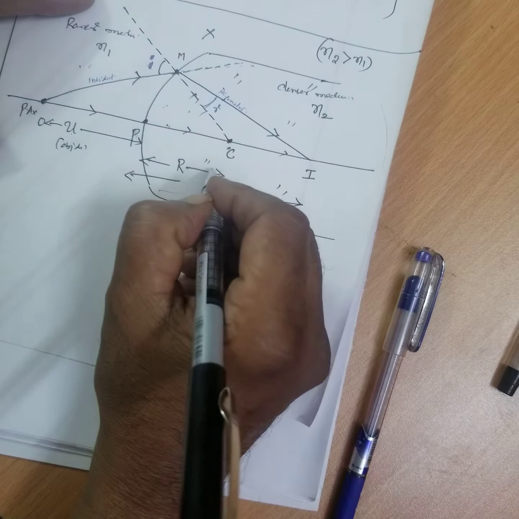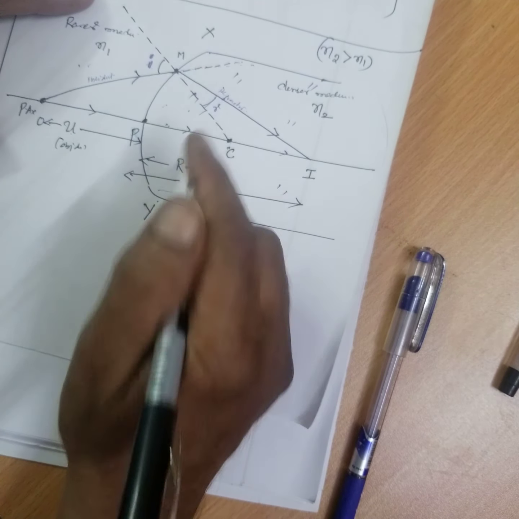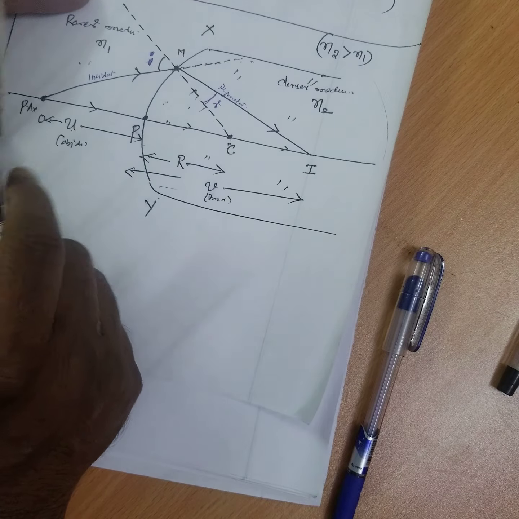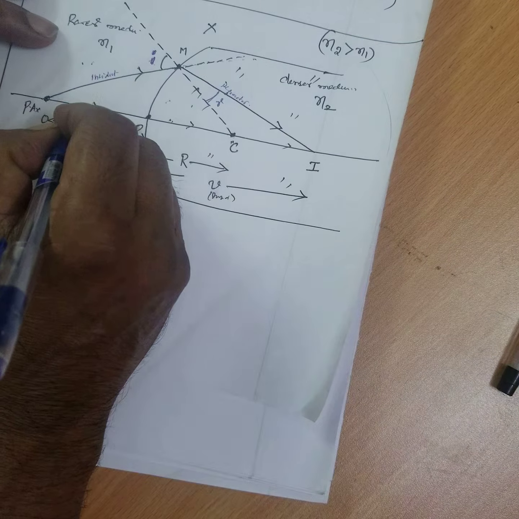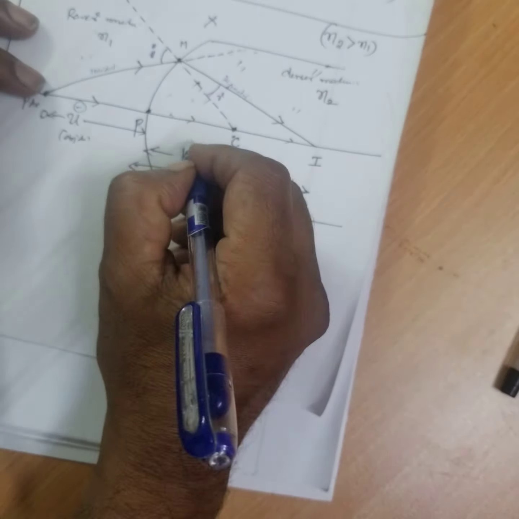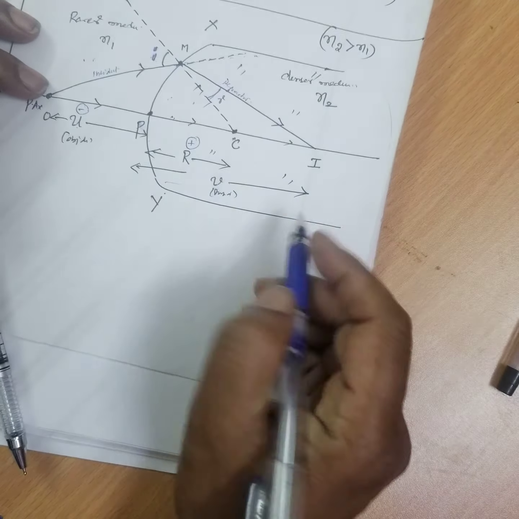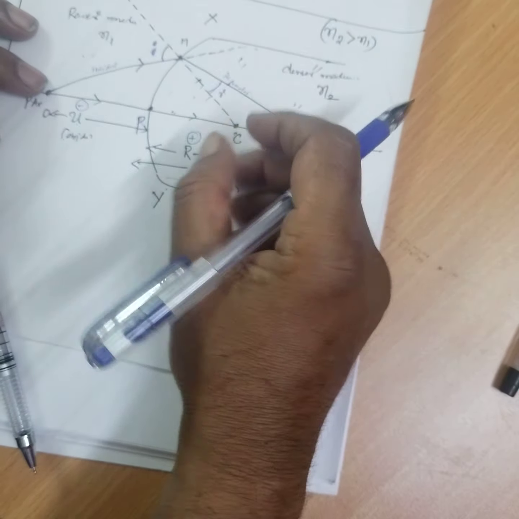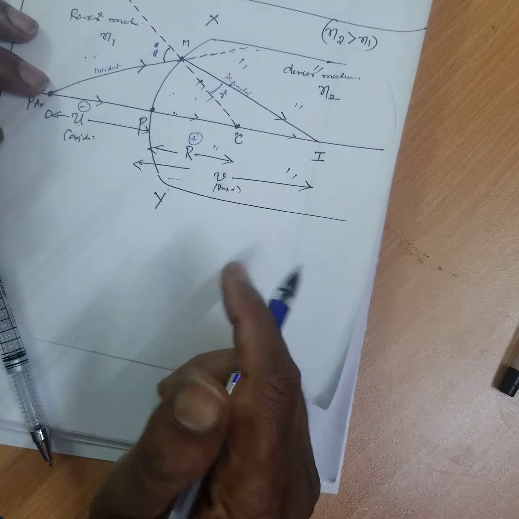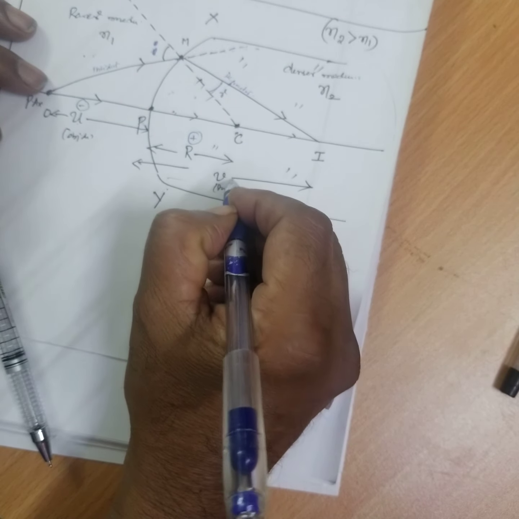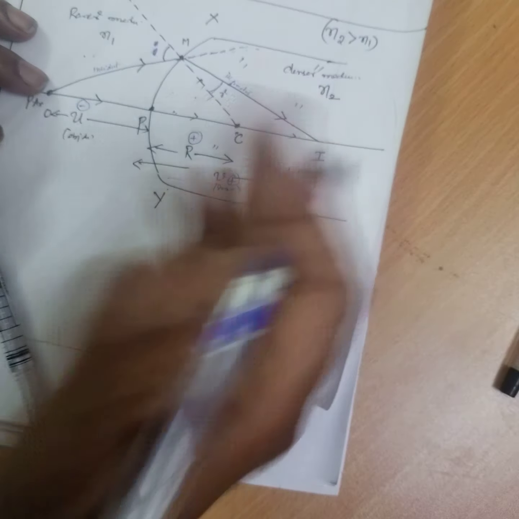This is the object distance, this is the image distance, this is the radius of curvature. Now the object distance is on the left side, therefore it is negative. The radius of curvature is positive, because it is convex towards the rarer medium, or concave towards the denser medium, you can write. V is also positive because it is on the other side.